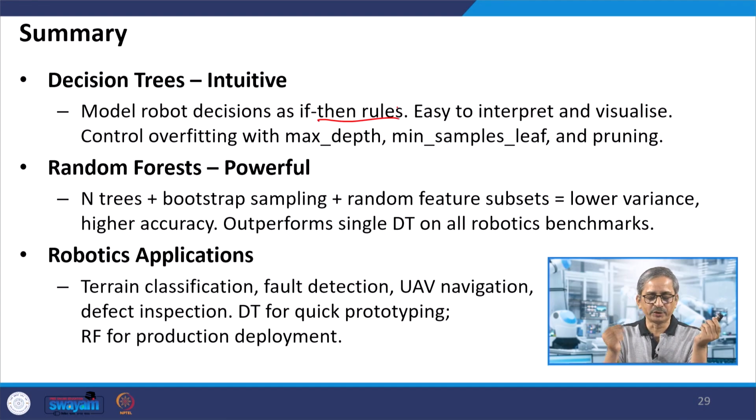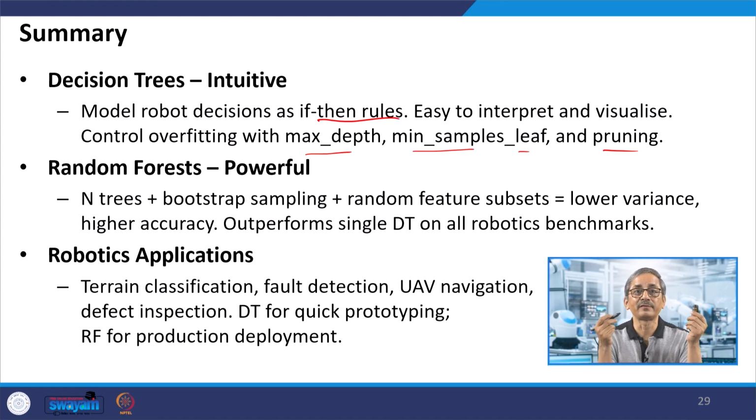Most robot decisions are based on if-then rules. It's easy to interpret and visualize. We can control it by maximum depth, minimum samples per leaf and pruning operations. Then the random forest we have seen is very powerful. We can have an ensemble of trees, bootstrap sampling, and the random feature subsets which we have seen. We have lower variance and higher accuracy, but again this takes a lot of memory and slows the process.